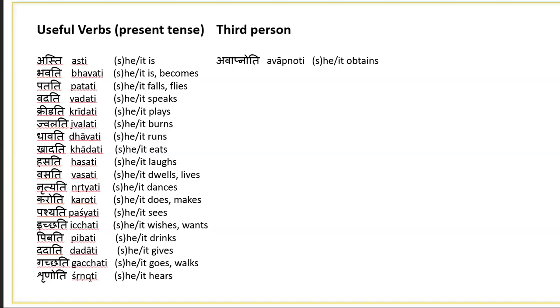Karomi is again like shrinomi, a little different from the others, but very similar. Nrityami, I dance. Vasami, I dwell. Hasami, I laugh. Khadami, I eat. Dhavami, I run. Jvalami, I burn. Kridami, I play. Vadami, I speak. Patami, I fall or fly. Bhavami, I am or I become. And then avapnomi is again like shrinomi and karomi, a little different, but very similar.